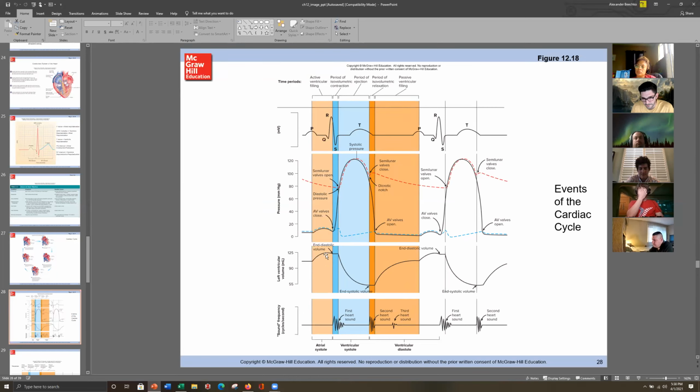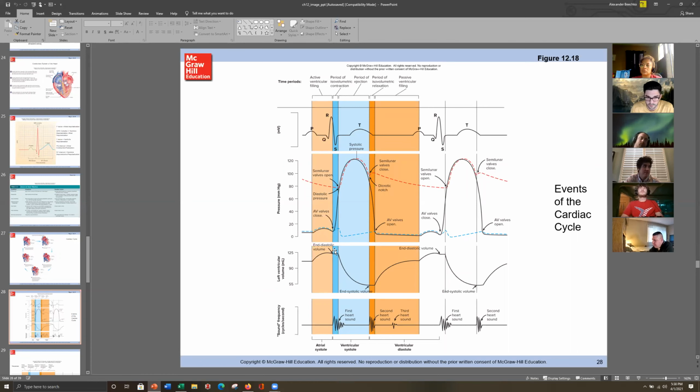Looking at our bottom two figures here, the left ventricular volume, we can see that as the atria complete their contraction, we've filled the volume of the ventricle, so we peak that right here. Then the ventricle contracts. We've got our first heart sound occurring right during the period of isovolumetric contraction, and then the ventricles produce enough force to push blood out into the arteries.